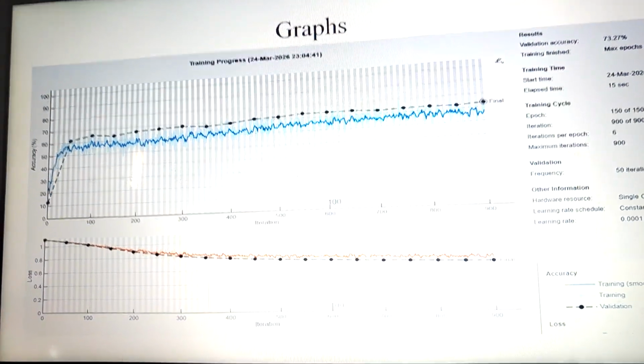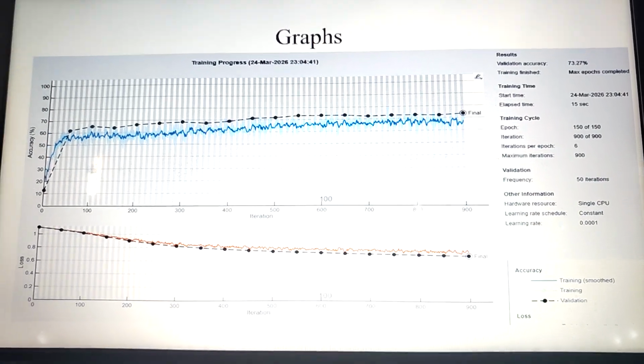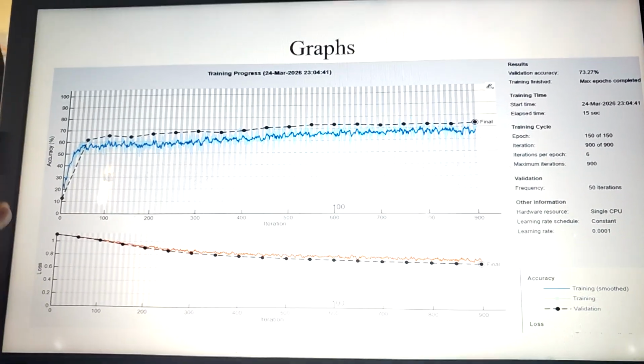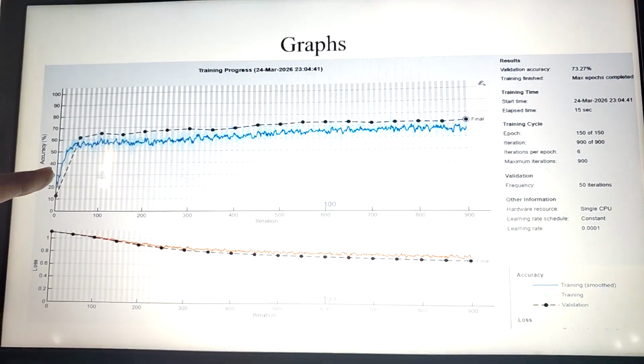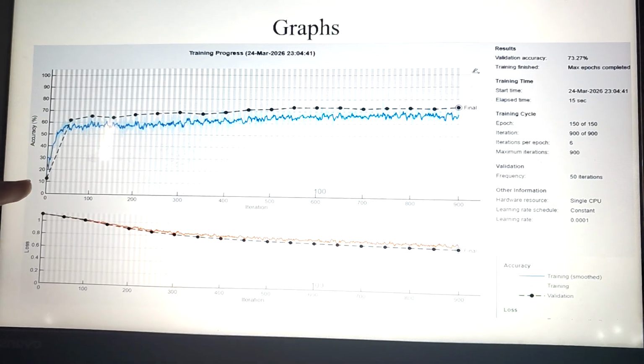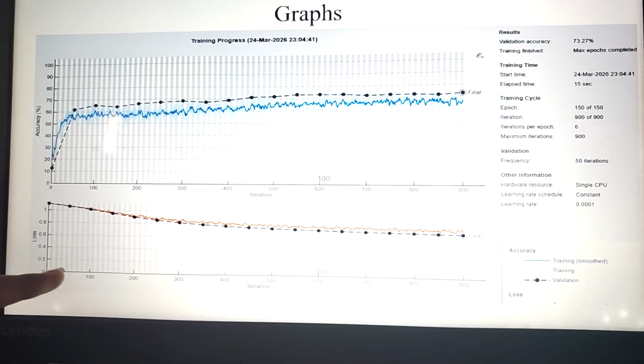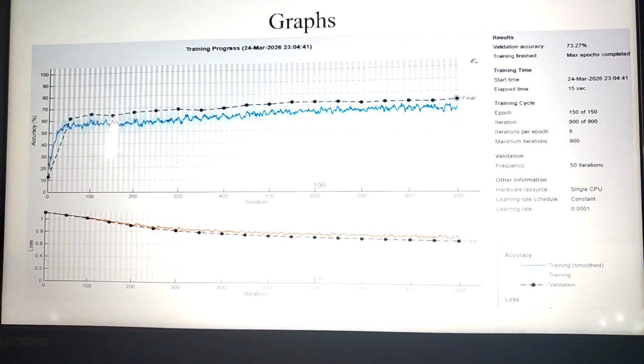And these are the graphs that are used in the training process. As you can see, the blue graph is the training, which is smooth, and the black dotted one shows the validation, and the orange one is again the training graph, and the dotted one shows the validation.